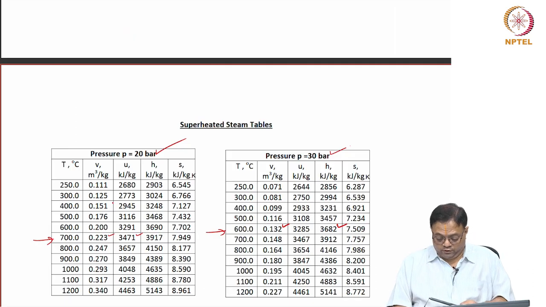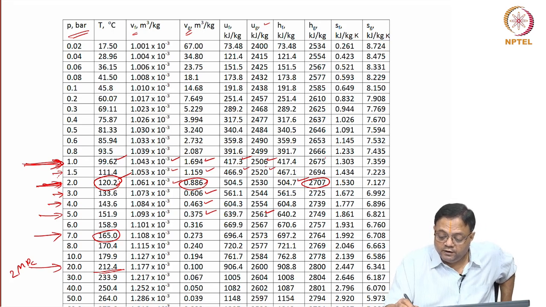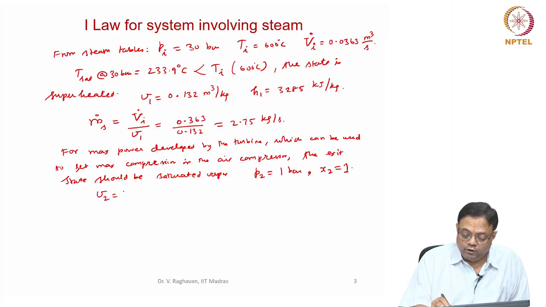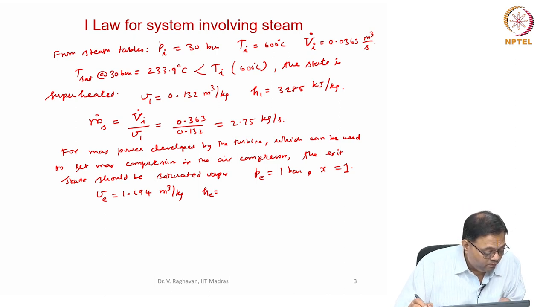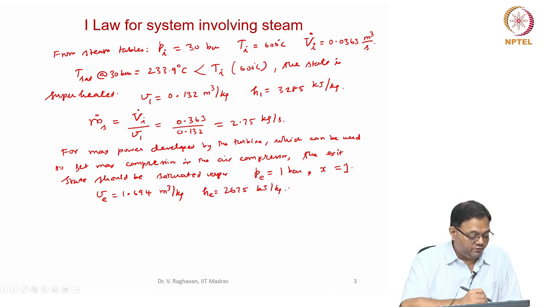Here we go to the saturation tables. At 1 bar, what is HG? Okay, that is 2675. V is 1.694. So I will say V2 equal to, or exit, no? So I can say this is E, I will put E for exit. Inlet state I put I. So V equal to 1.694 meter cube per kg, and HE, the exit state for the steam, is 2675 kilojoules per kg. That is the justification for what we are using.